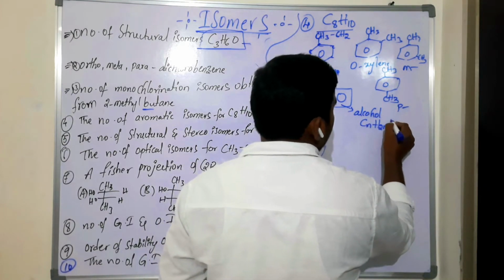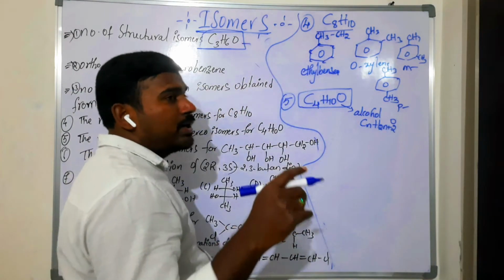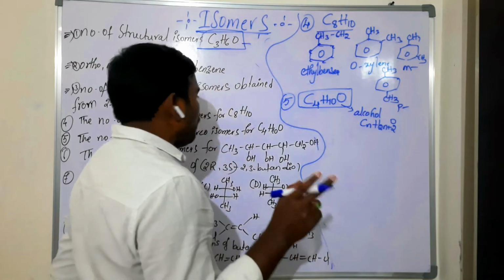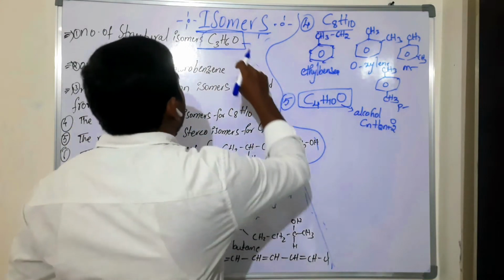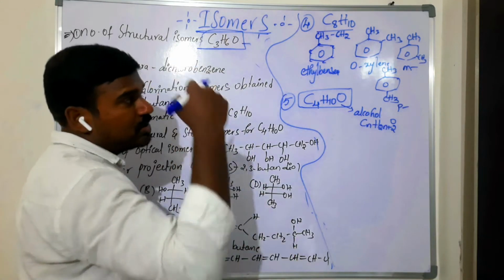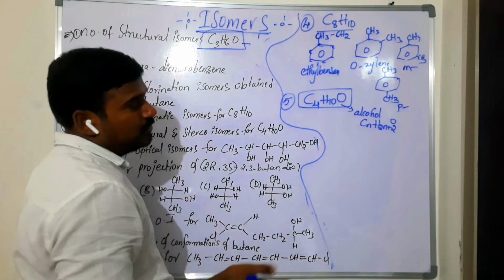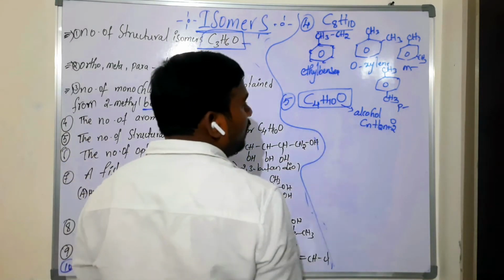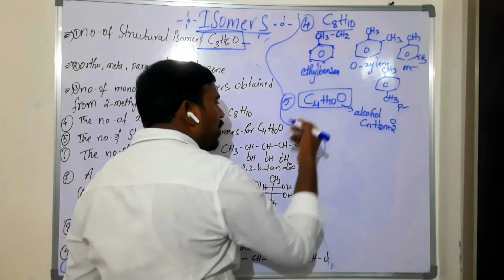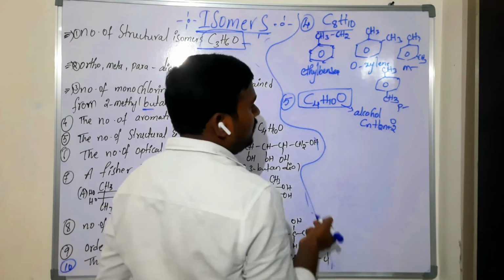CnH2n+2O. In case of aldehydes and ketones, the general formula is CnH2nO. Just now we had seen C3H6, that is CnH2nO, in case of aldehydes and ketones, meaning one double bond is there. But here alcohol will have the general formula CnH2n+2O. Okay? Now we are going to see how many types of structural as well as stereoisomers there are.